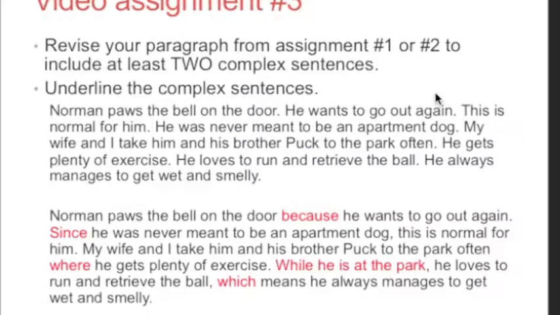I'd like you to revise that paragraph from either assignment 1 or assignment 2 to include at least 2 complex sentences. And I want you to underline those complex sentences. So if you look at the first paragraph, that's the original paragraph from assignment 1 that I gave you. That's my example. If you recall, it's about my dog.